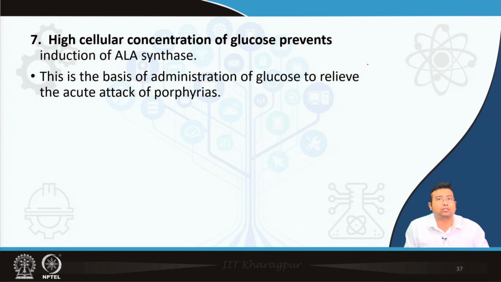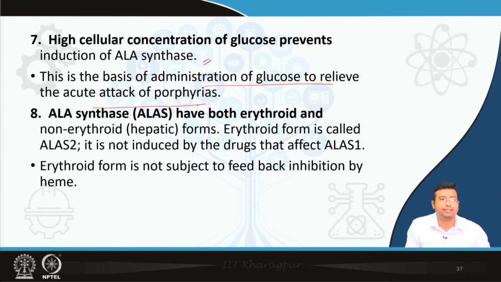Higher cellular concentration of glucose prevents induction of ALA synthase. This is the basis of administration of glucose to relieve the acute attack of porphyria. We will be discussing this in detail in the next class, where we will discuss the porphyrias, right.